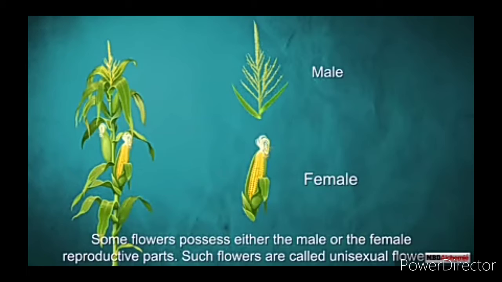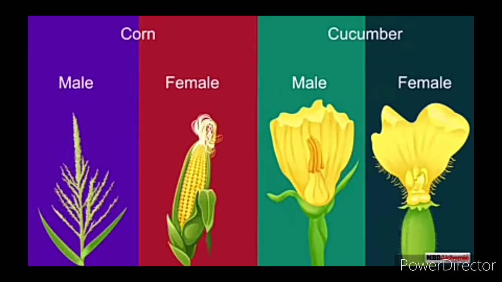Some flowers possess either the male or the female reproductive parts. Such flowers are called unisexual flowers. Uni means single, so the flower contains either the male part or the female part. Only a single part alone is there, so it is called a unisexual flower. For example, corn and cucumber plants have separate male flowers and female flowers, so they are unisexual.